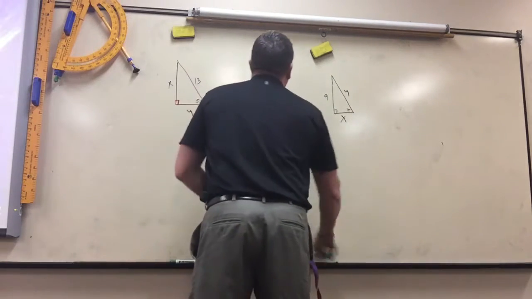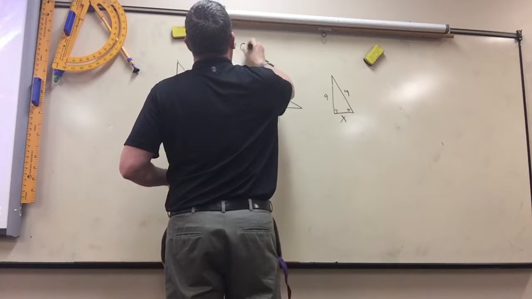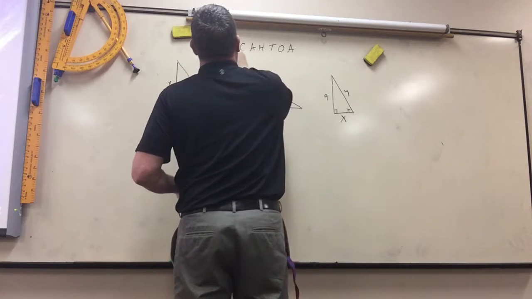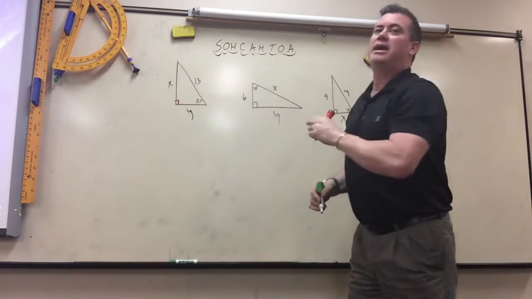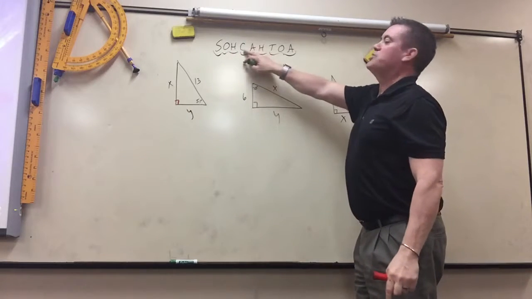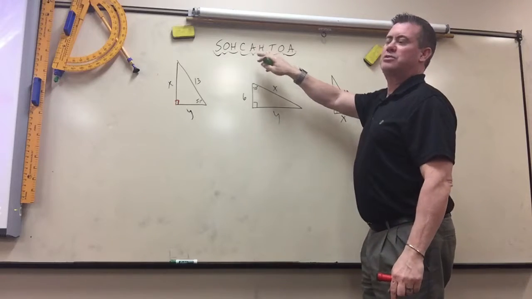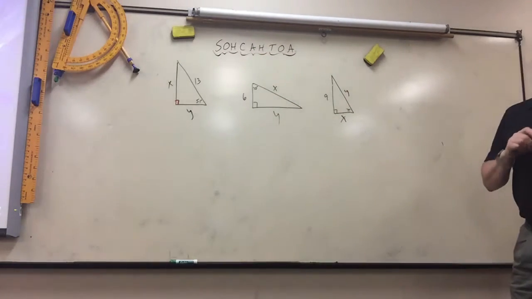So remember, the acronym is SOHCAHTOA. Sine is the opposite side over the hypotenuse. Cosine is the adjacent over hypotenuse. Tangent is opposite over adjacent. Okay?